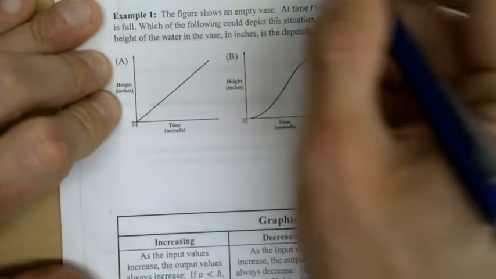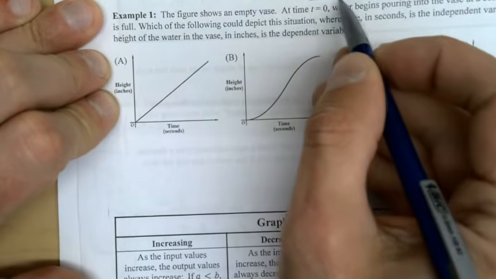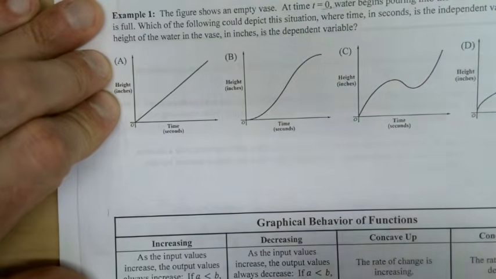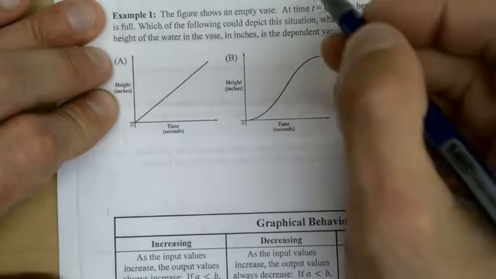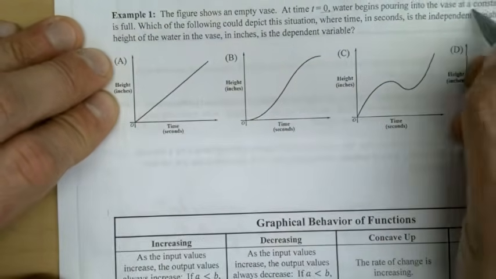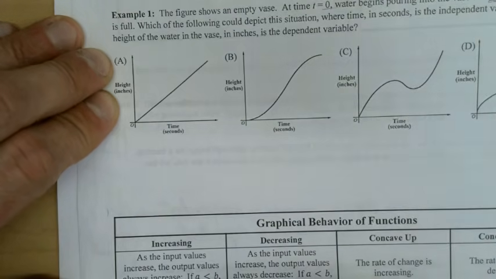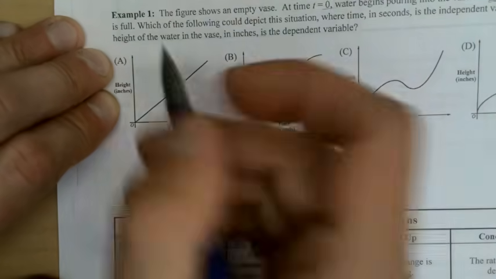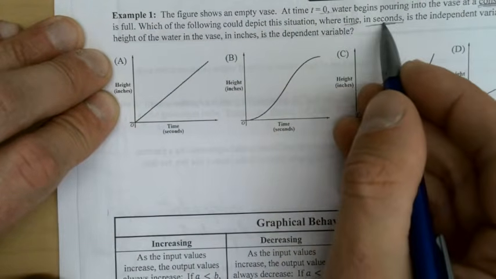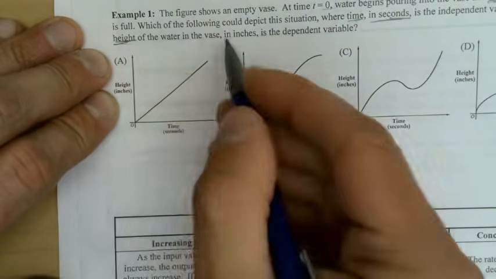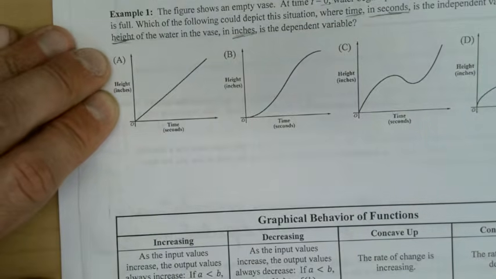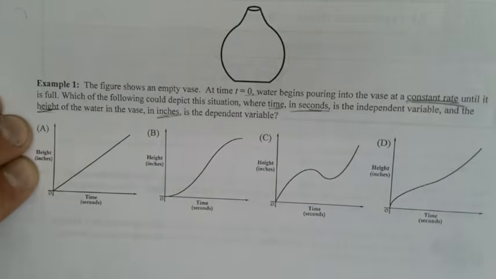To do that, we have a vase here. See this vase? It's getting wider, then narrower at the top. Imagine at time 0, you start pouring water into this vase. When you pour that water in, you're pouring it at a constant rate. That's a key word. That means that the amount of water you're pouring in is not changing. Which of the following would depict the situation where time is measured in seconds and the height of the water is in inches? Which of these do you think would be the best graph of that?